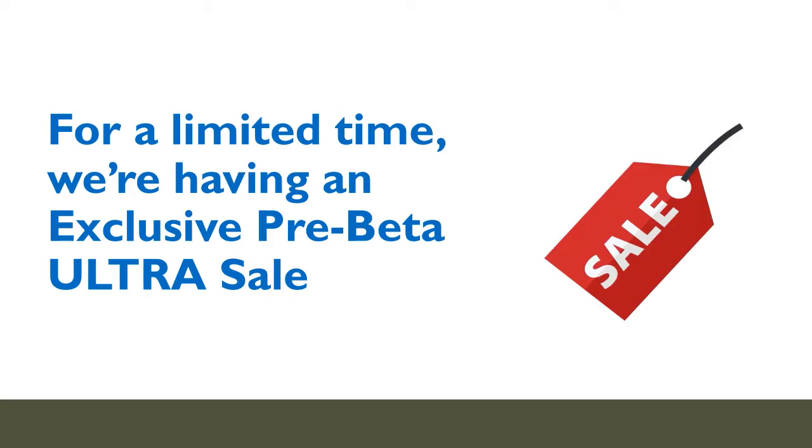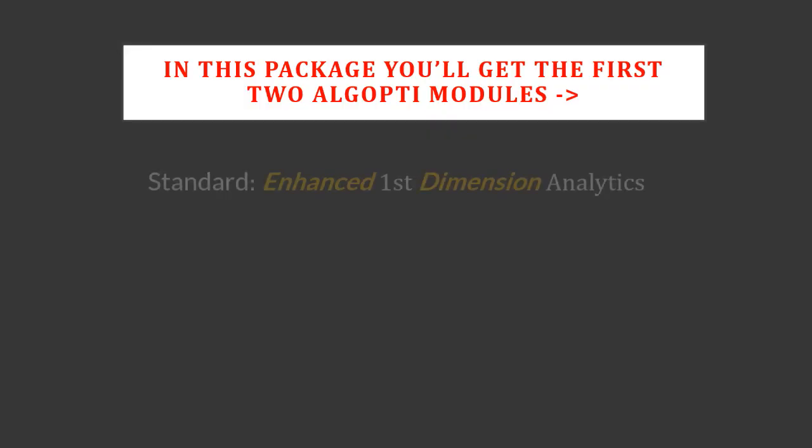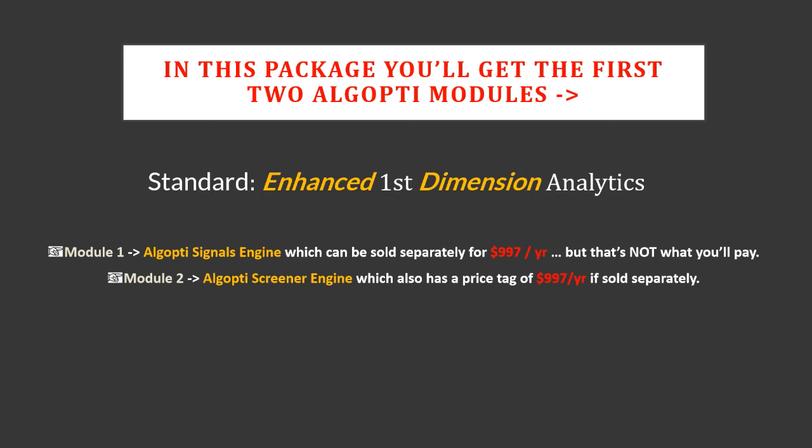Because we're still in pre-beta, we're setting a hard limit to just 1,000 spots so that we don't get overwhelmed and make sure we provide the highest value of service to our initial users. First up is our standard package, which includes the enhanced first dimension analytics modules. In this package, you'll get the first two Algopti modules. Module 1 is the Algopti Signals Engine, which can be sold separately for $997 per year, but that's not what you'll pay. And Module 2, the Algopti Screener Engine, which also has a price tag of $997 per year if sold separately. This package includes the end-of-day data for all major US stocks, ETFs, and indices.